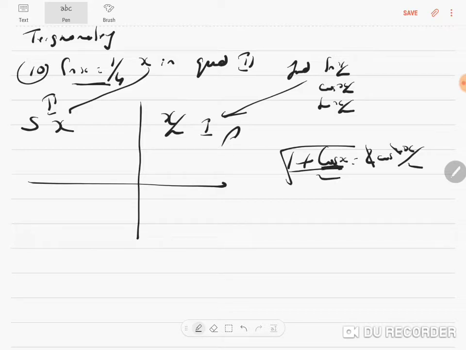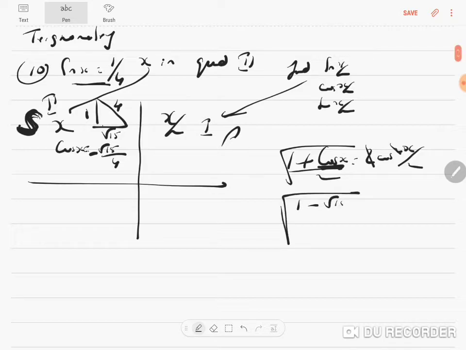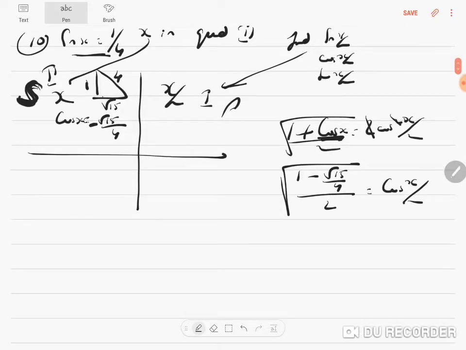To find cos x, you have to draw a triangle, and sin x is opposite by hypotenuse, thus it will be root of 16 minus 1, root 15. So the cos x will be root 15 by 4 with a negative sign, because only sin can be positive, cos has to be negative. So you have to substitute here. Thus it will be root of 1 minus root 15 by 4, by 2, is equal to cos x by 2, because cos x's value is minus root 15 by 4.